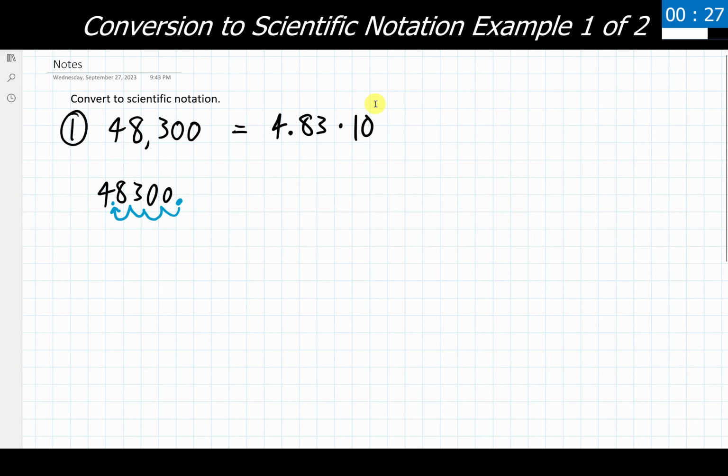Well, our second step says to count the number of decimal places that we moved. So I went over 1, 2, 3, 4. So I moved over 4 places. And the original number was greater than 1. So that means my exponent up here is going to be a positive 4. And therefore I have my final answer of 4.83 times 10 to the 4th power.